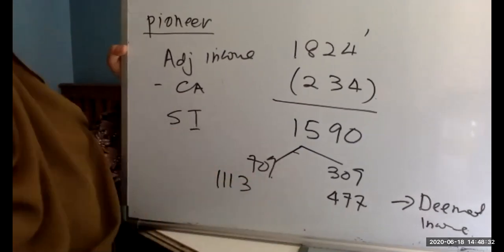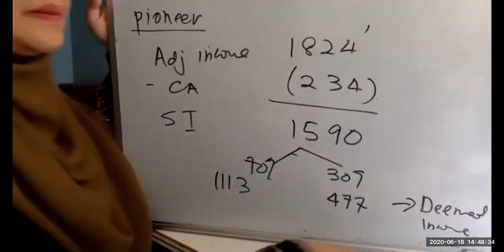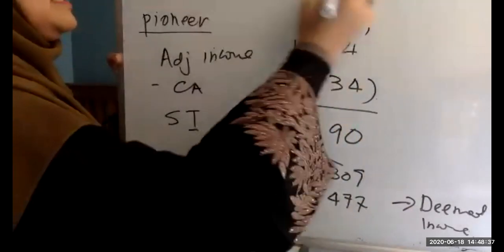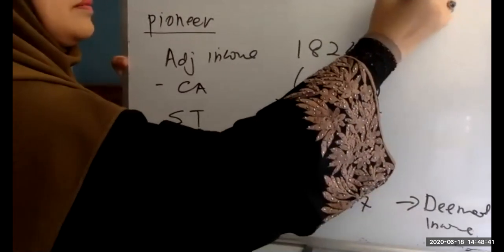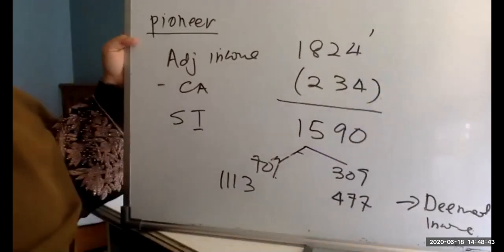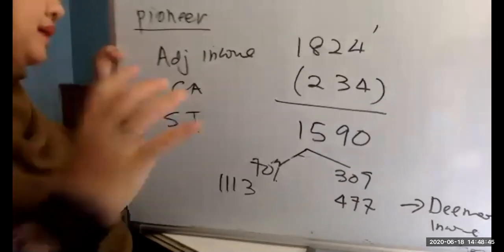Now let's go into your non-pioneer business. I want to put here the 70% SI is 1,113. What about your non-pioneer business? Where's my eraser?